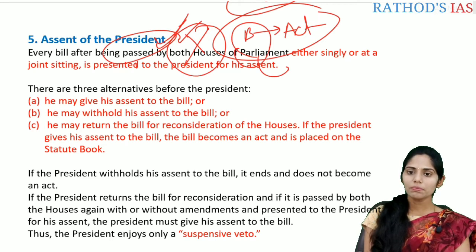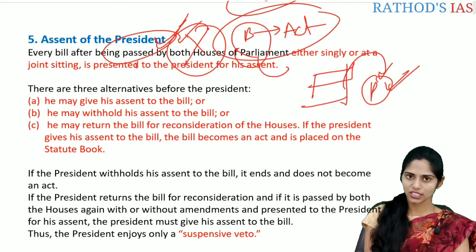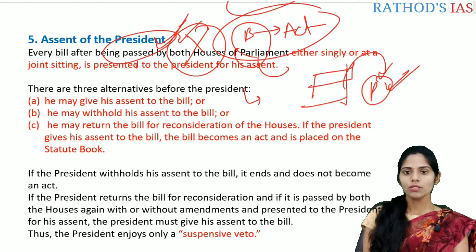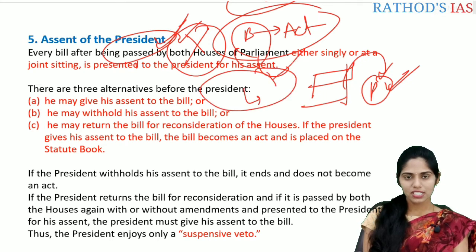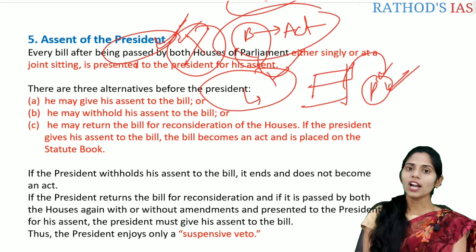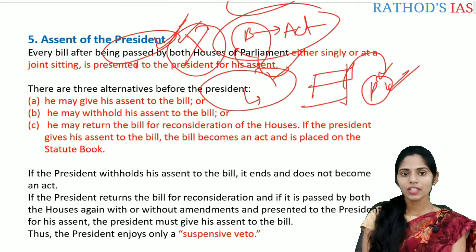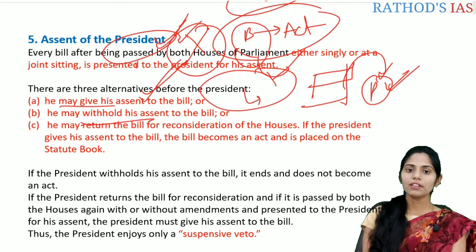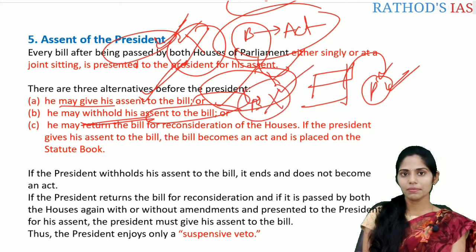And whenever a bill is sent to the President, he will have some choices. Those choices are the veto powers of the President. We already discussed these veto powers in detail. So what are the alternatives? The alternatives before the President are, he may simply give his assent to the bill. In the second case, he may withhold his assent to the bill. Whenever he withholds his assent, that bill will never become an Act.